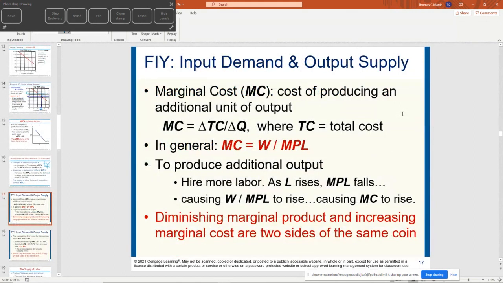Input and demand and output quantity. Marginal cost, the cost of producing an additional unit of output. You can see the formula there. We dealt with that before. In general, the marginal cost is W divided by the marginal product of labor. To produce an additional unit, hire more labor. As labor rises, MPL falls, causing W/MPL to rise, causing MC to rise. And this is diminishing marginal product of labor.